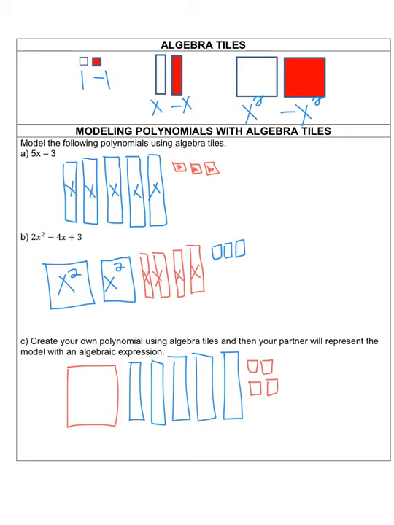Okay, you should have gotten negative x squared plus 5x minus 4, because I have 1 negative x squared, 5 positive x's, and 4 negative 1s. So good job if you got that correct. So now what you're going to do with your table partner is the same thing. Just take out your Algebra Tiles. I want you to create a polynomial, and then your partner is going to guess what it is and write it down as an algebraic expression.